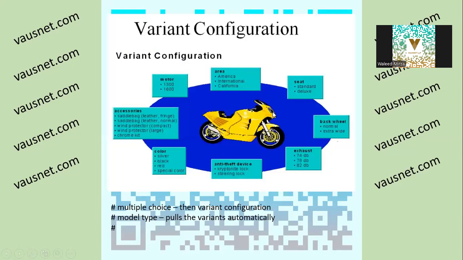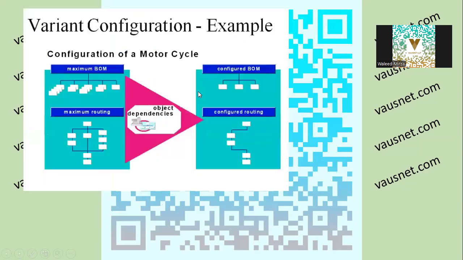A customer walks into your showroom and wants a motorbike that should be customized. Customization will need variant configuration, all of the material that can go into making a motorbike. The configuration is then used for routing. Maximum routing is basically produced for producing as many models as are allowed.